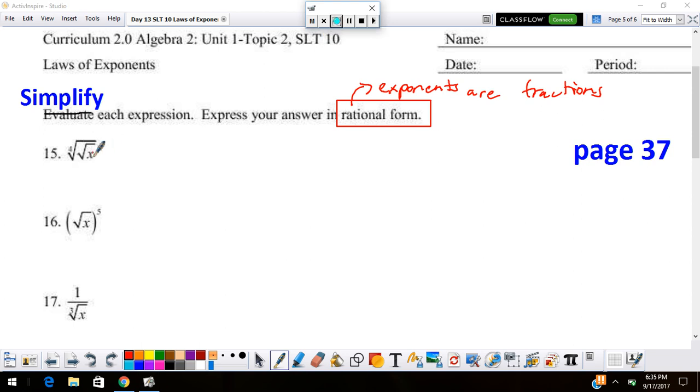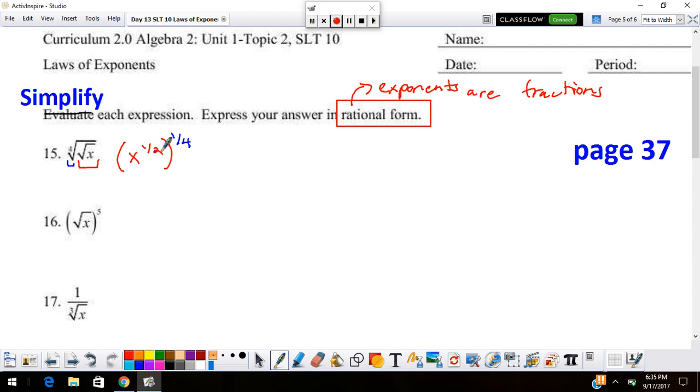Alright, so the first thing I'm going to do is I'm going to rewrite number 15. In general, you're going to find that working with all of these radicals is a little tricky, but working with the fractions is going to be much easier. So first we're going to rewrite the square root of x as x to the 1/2 power. Then we're going to rewrite the 4th root as a 1/4 power.